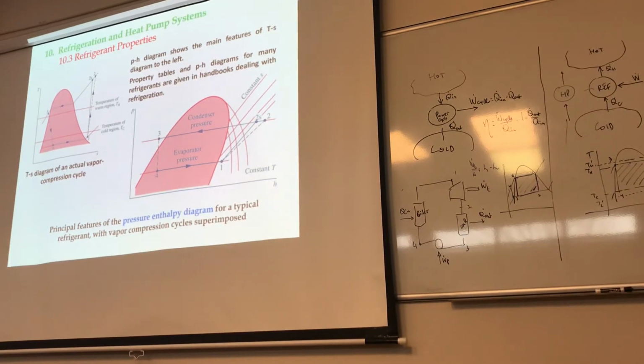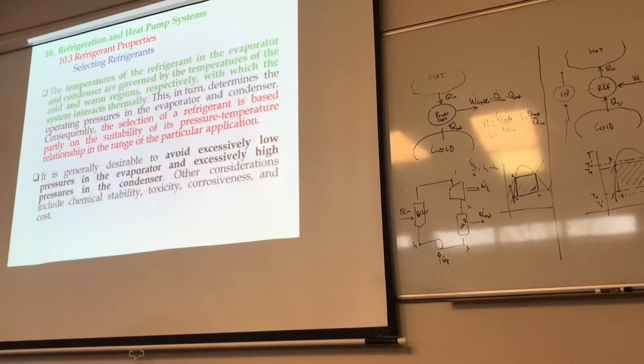So the ph diagram shows the main features of a Ts diagram to the left, okay? An engineer more kind of figures this better, right? But somebody in the field just needs to read values directly from there. Property tables and ph diagrams for many refrigerants are given in handbooks dealing with refrigeration. But obviously, in our case, just like we have tables here for various refrigerants, we know where to go to read those values.